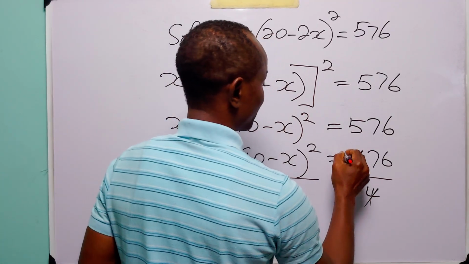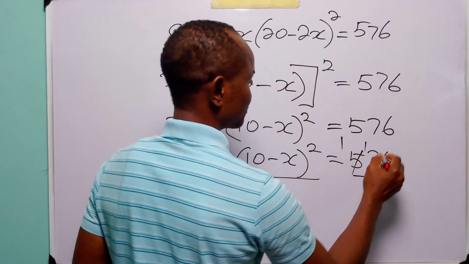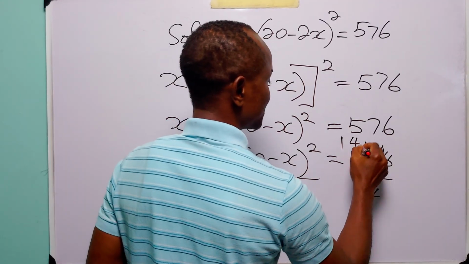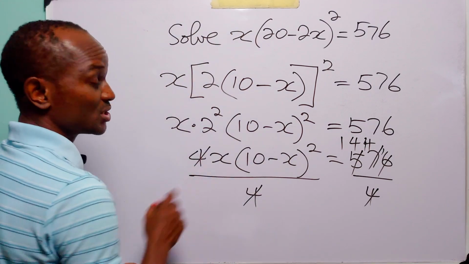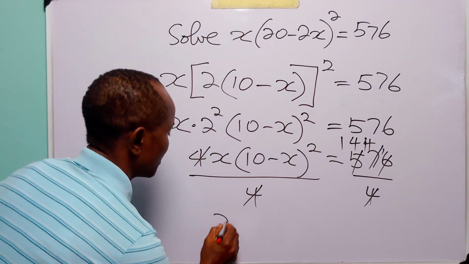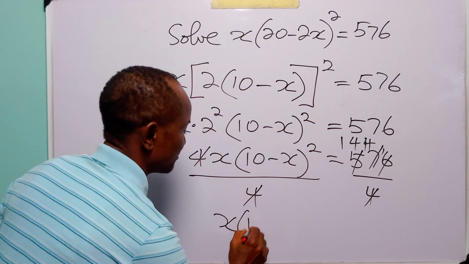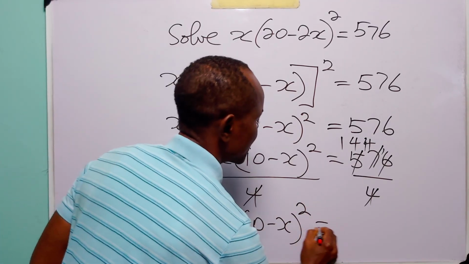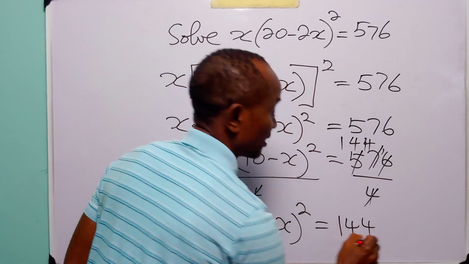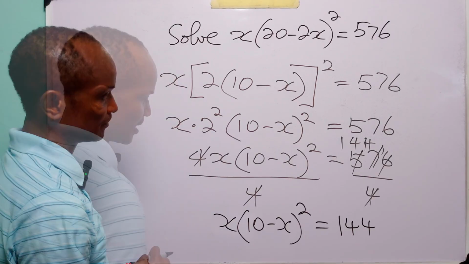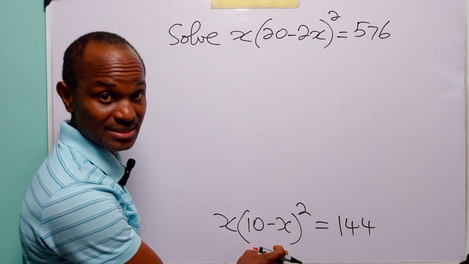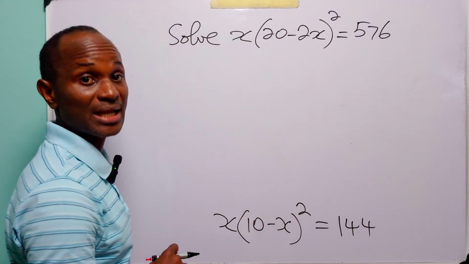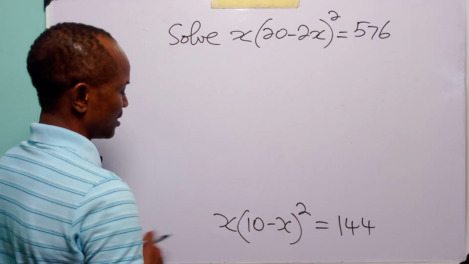4 into 5 is 1, remainder 1. Into 17 is 4, remainder 1. Into 16 is 4. So this equation becomes x multiplied by 10 minus x squared is equal to 144. Now let us expand this bracket and also bring 144 over to the left-hand side of the equation.